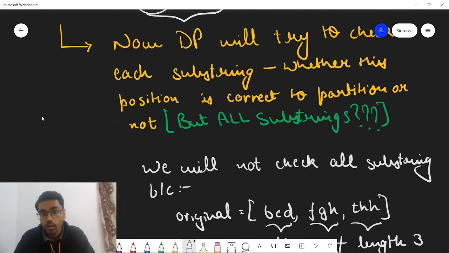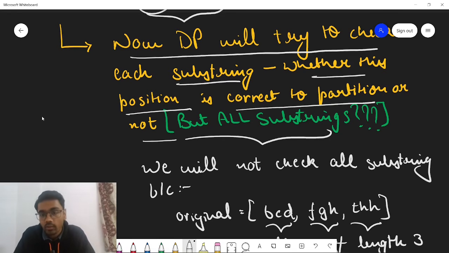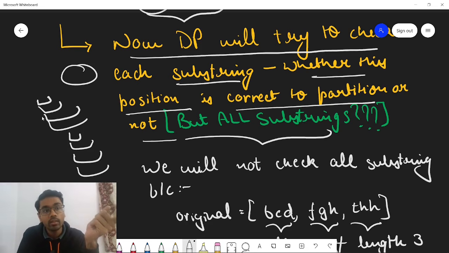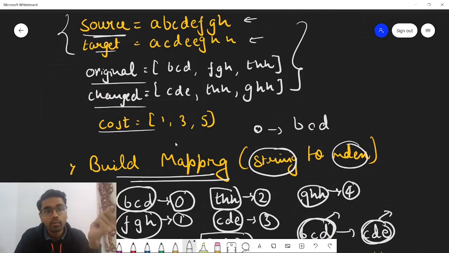Now we need to think of the DP part. Now DP will try to choose each and every substring, whether this position is correct to partition or not. But do we need to check all substrings? Just think, do we need to check all substrings of length 1, length 2, length 3, and then again starting with some other index, length 1, length 2, length 3? No, we don't need to check every substring, because we need to choose only those substrings whose lengths are present in the original array. So you can see this was the original array.